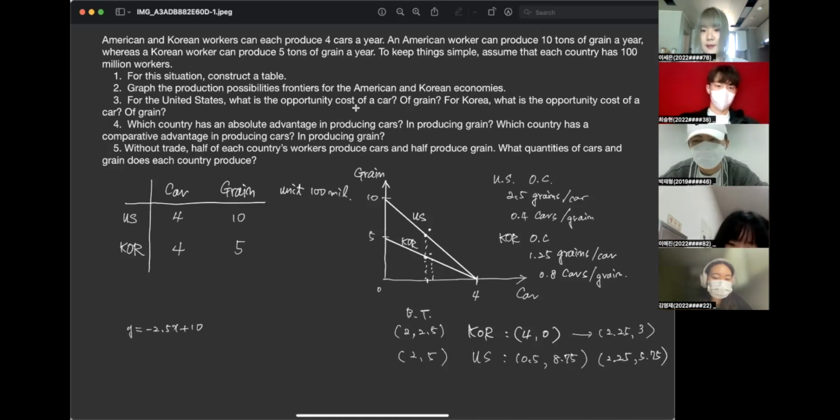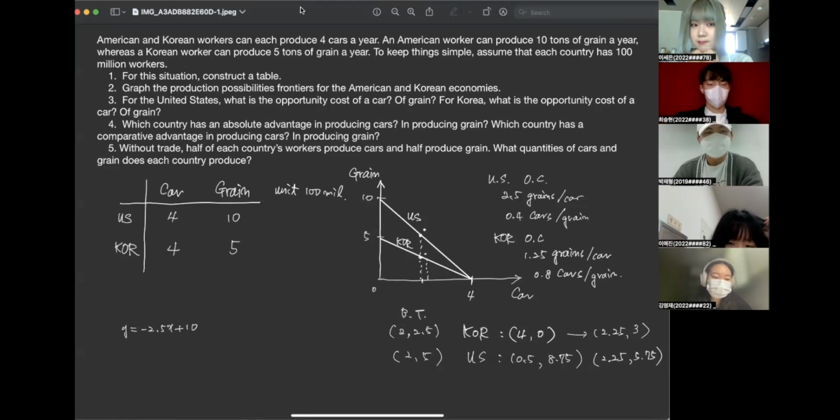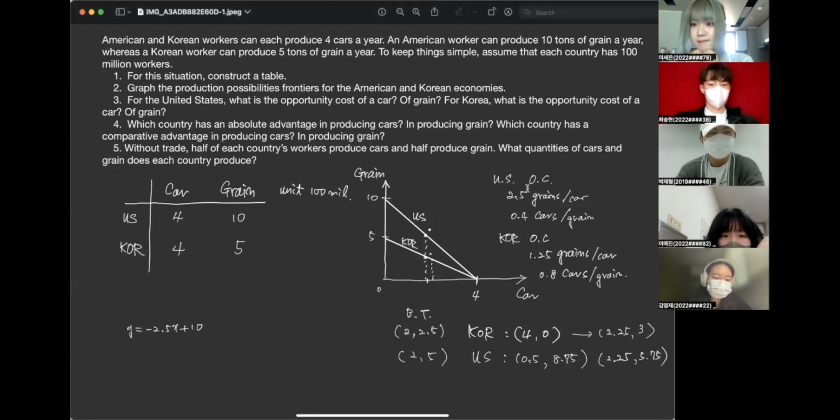So the merged PPF, the worldwide PPF. We believe that only Korea and the US exist in the world right now, right? It's a simple model. So think about the worldwide PPF, the shape of it. Okay, and let's move on to number 3. For the United States, what is the opportunity cost of a car or of grain for Korea? What is that, right? That is the answer right here.